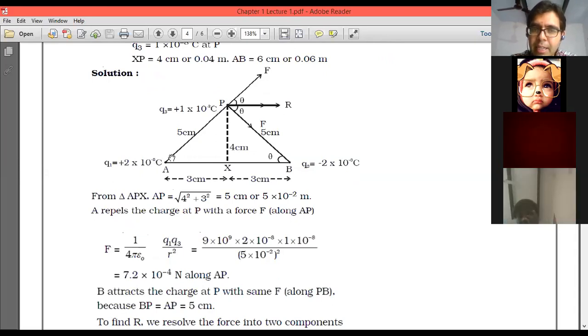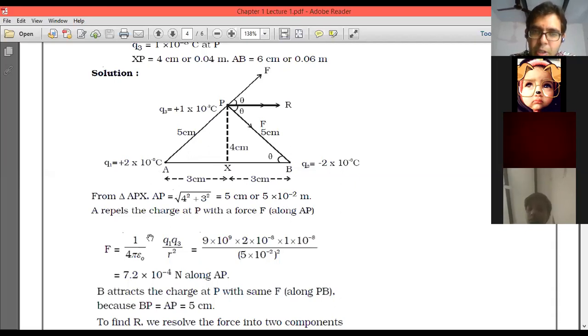So this distance I can easily find out by using Pythagoras theorem, and it comes out to be 5 centimeter or 5 into 10 to the power minus 2 meter. Now, the force experienced by the charge placed at P due to the charge placed at A, both are having plus sign. So this charge Q1 will be repelling this charge which is present at P. The force F, that is the force on P due to the charge present at A, will be repelling, and it will be moving along this direction AP.